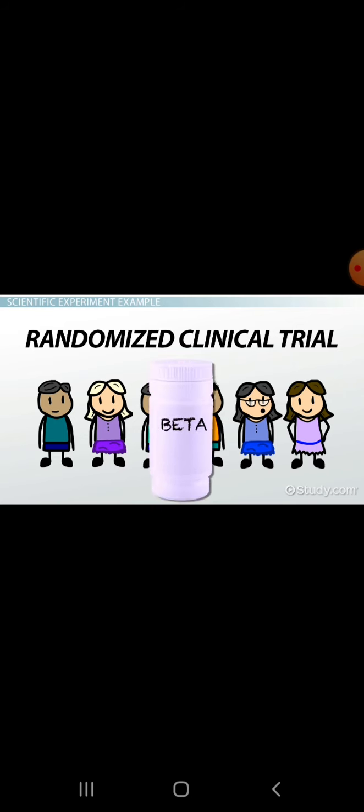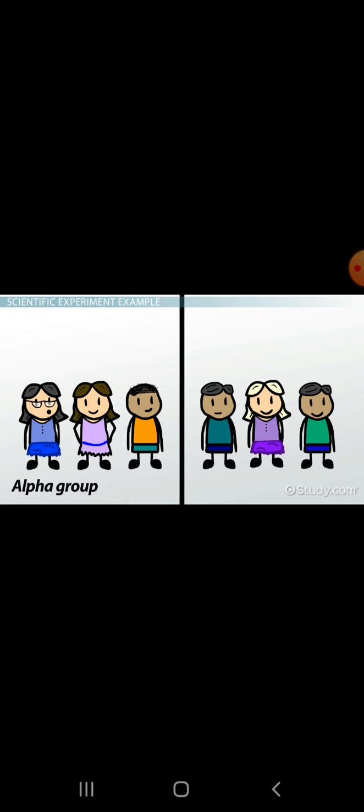Up till now, the subjects have been taking the drug beta, but their blood pressure has not been well maintained. The subjects are randomly assigned to the alpha or intervention group, or the beta group. In the alpha group, the subjects will get their daily dose of beta and a dose of alpha. The beta group simply takes their daily dose of beta.